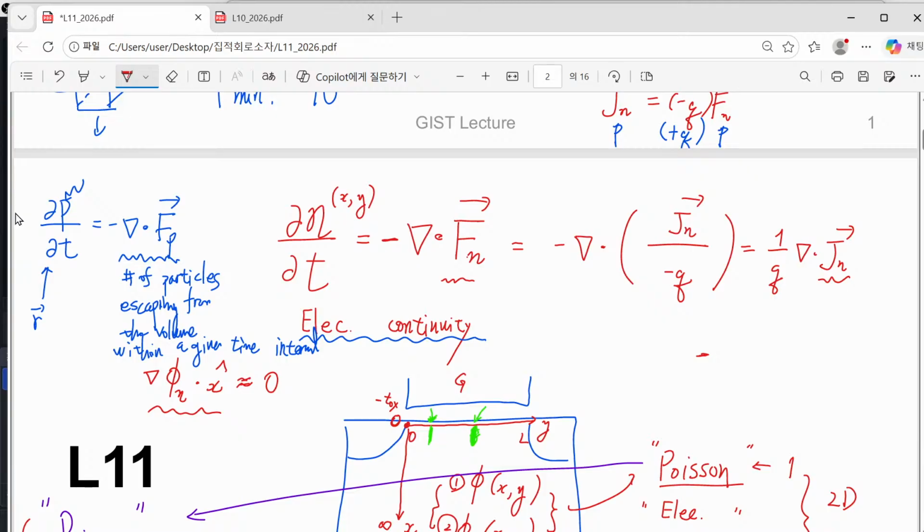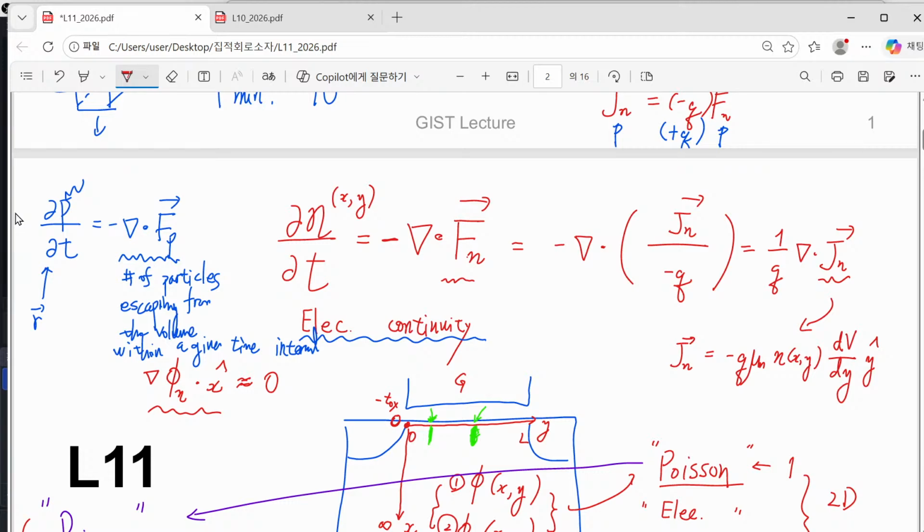So let me just do it together with you. In this case, please consider the specific form of our Jn. How does it look in our specific example? Jn is minus q mu n, which are regarded as constants, times the electron density n(x, y), times dV over dy in the y-axis. This is the specific form of our electron current density.